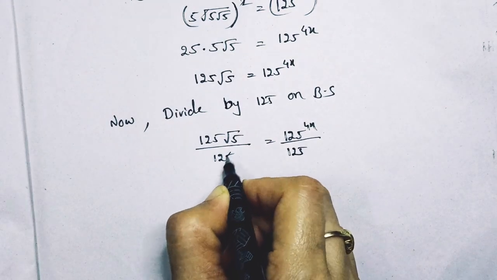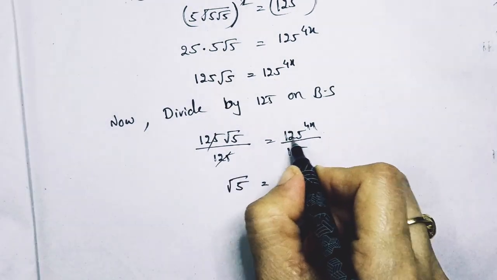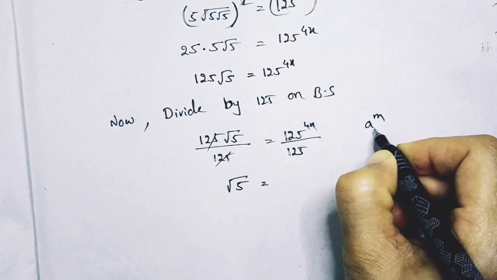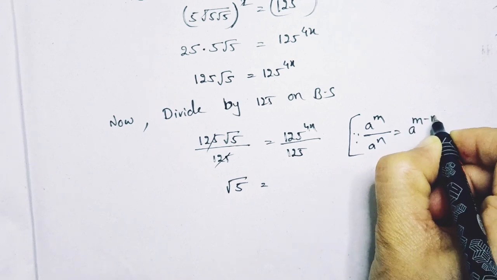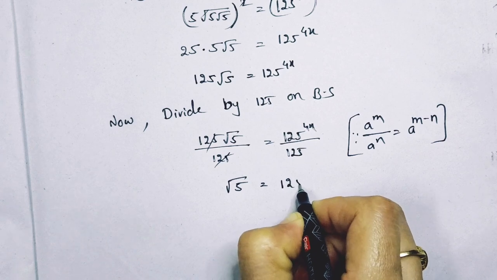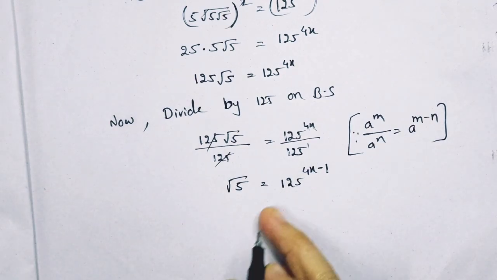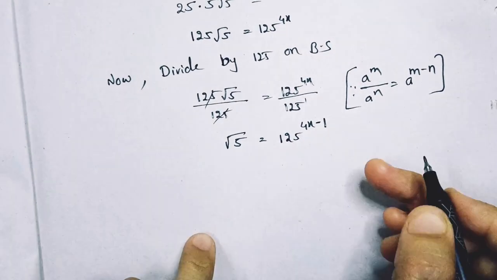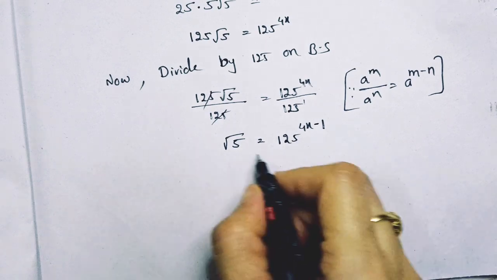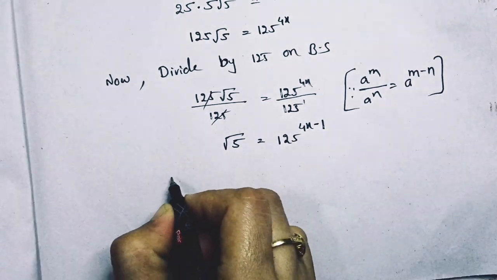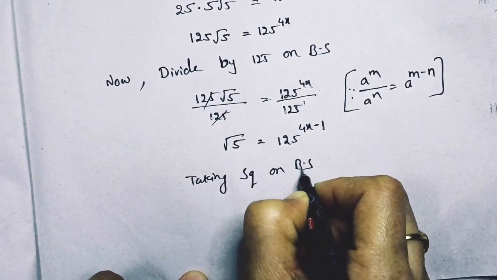Okay, so here what happened? 125 gets cancelled. Then what is left is root 5 equal to 125 to the power 4x, here a power m by a power n, we know the formula is a power m minus n. So according to this formula, 125 to the power 4x, here nothing is there, meaning 1 minus 1. Okay, got it? Up to this clear? So now here it is a square root, and now what I'm taking, I'm just taking square on both sides.